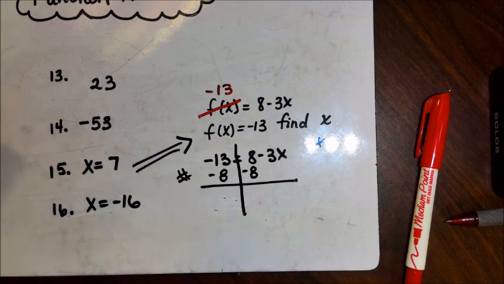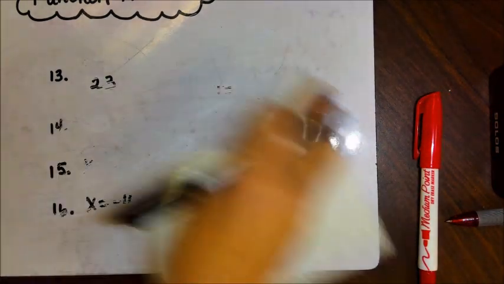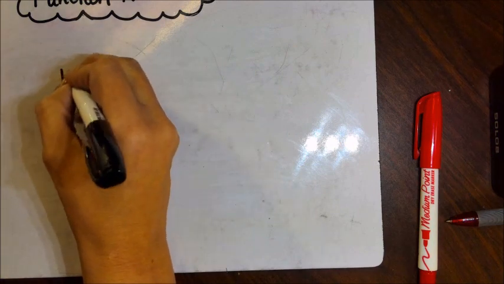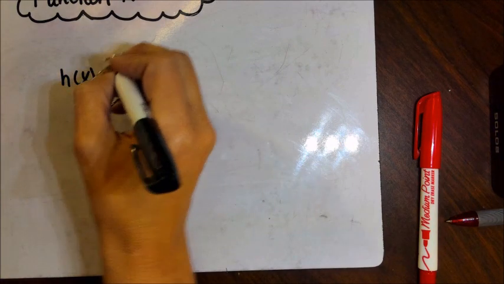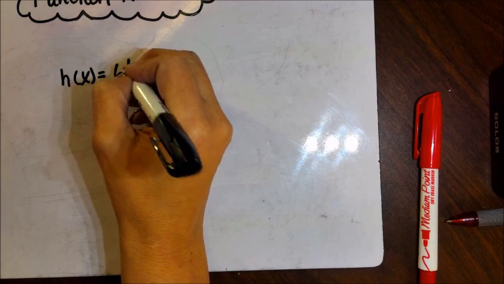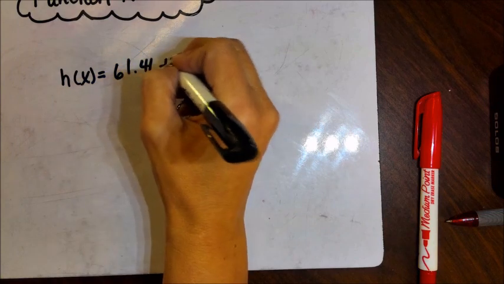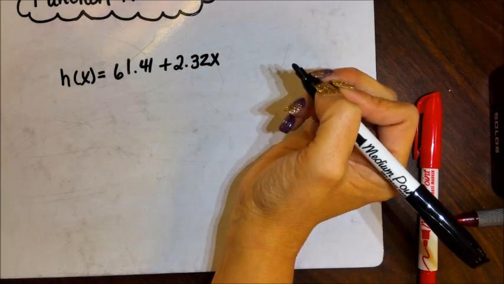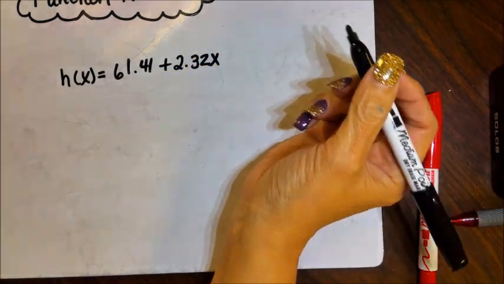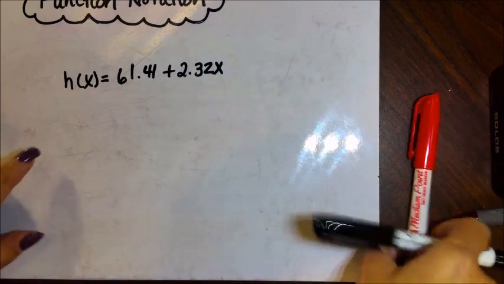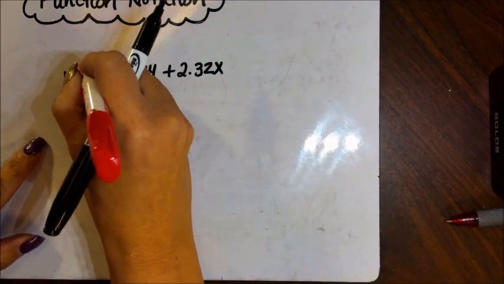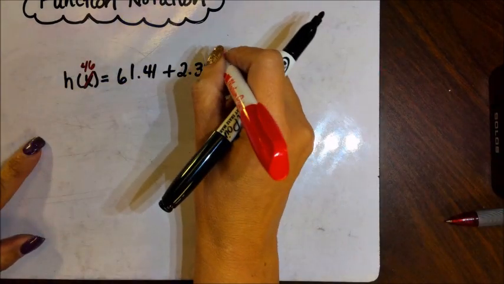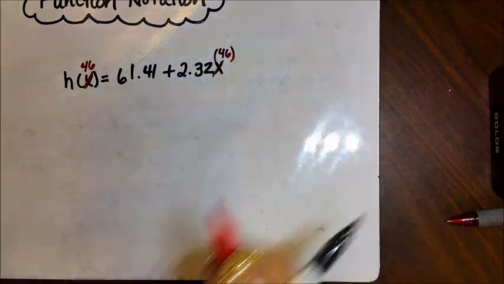Definitely try number 17. Think of it like this. You've got h of x equals 61.41 plus 2.32 times x. Basically, it's wanting you to find h of 46. So you're going to change this to 46, and you're going to change that to 46. It's just going to be a big number.